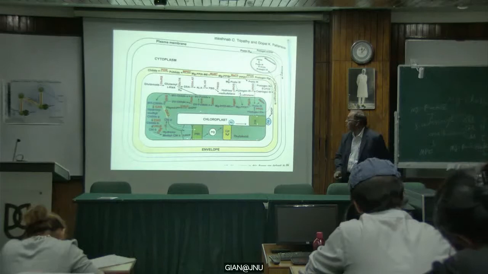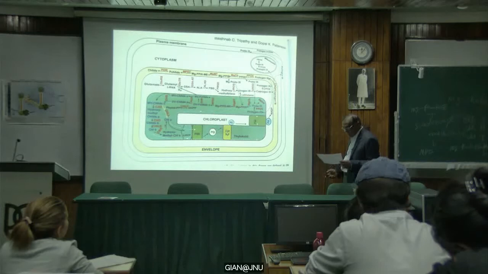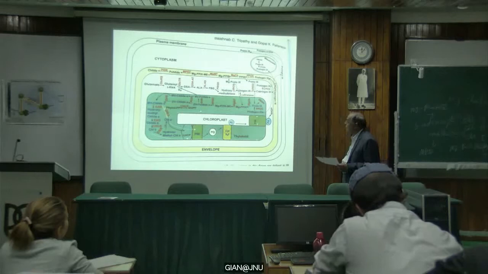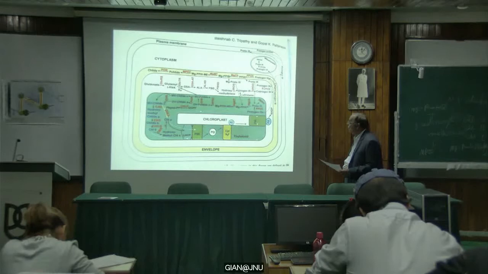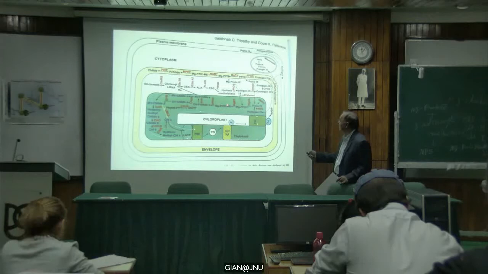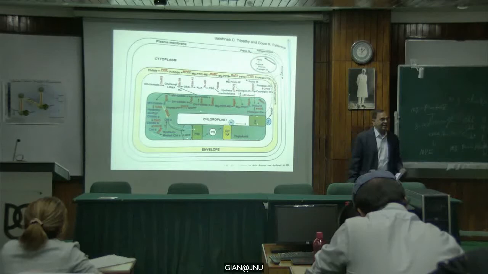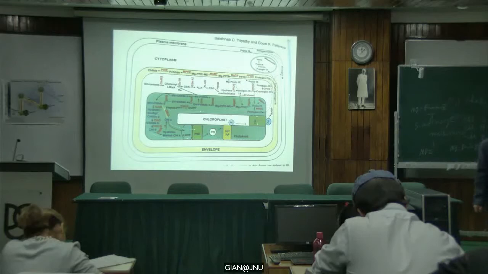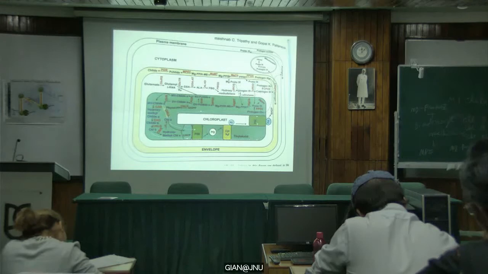And then this MPE is converted to divinyl protochlorophyllide. We call it that now. MPE is converted to DV protochlorophyllide, and DV stands for divinyl. The two vinyl groups are in ring A and ring B, in position 2 and position 4. Right? Do you see that?